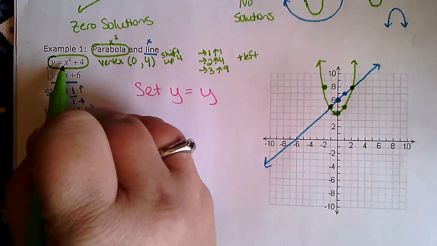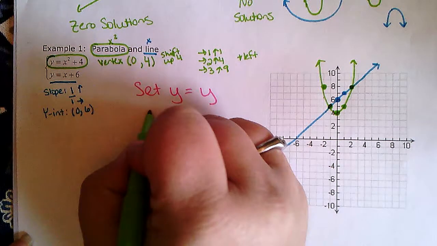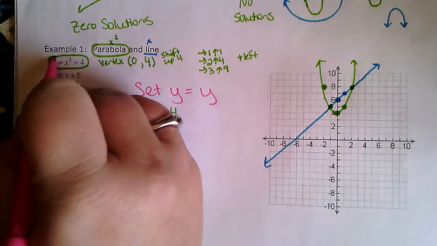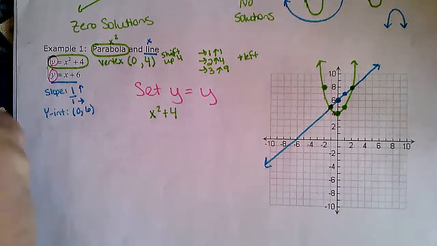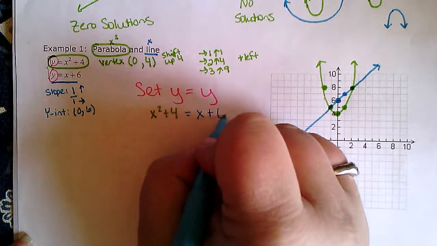So on this side, I have x squared plus 4. So this y is x squared plus 4. That's what that first y is. And the second y is x plus 6. So I'm going to set that equal to each other.